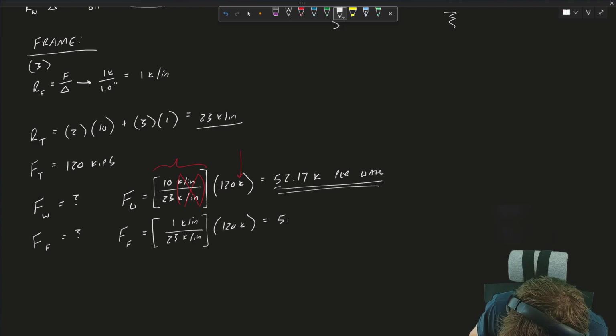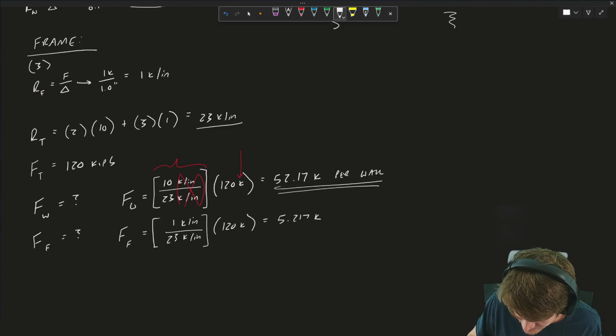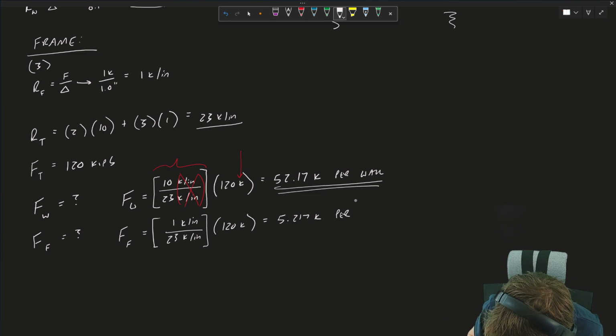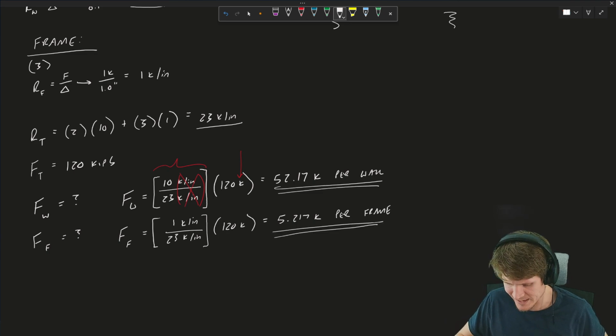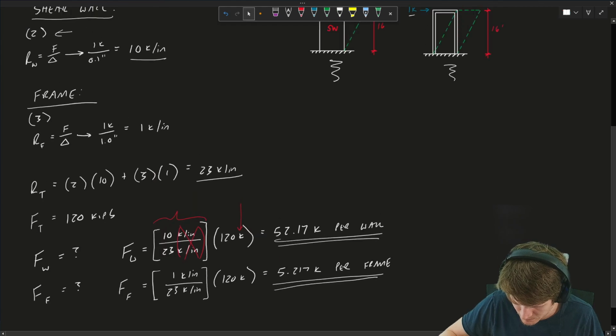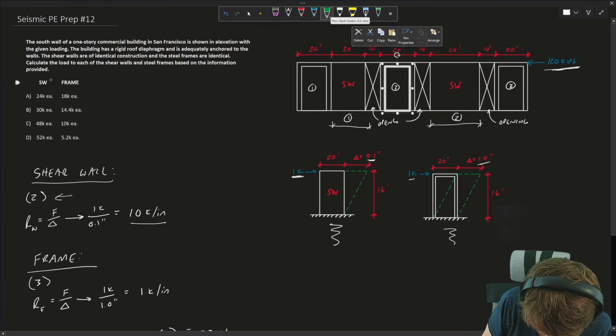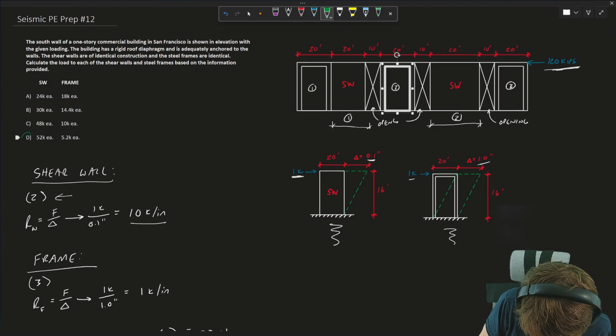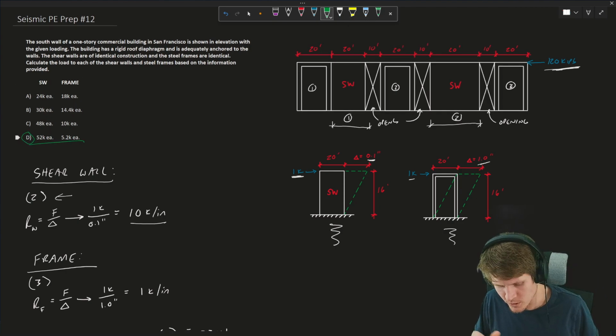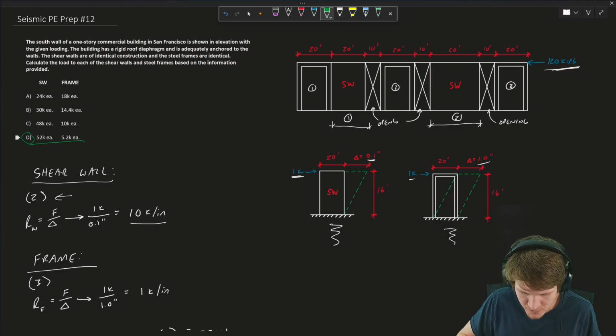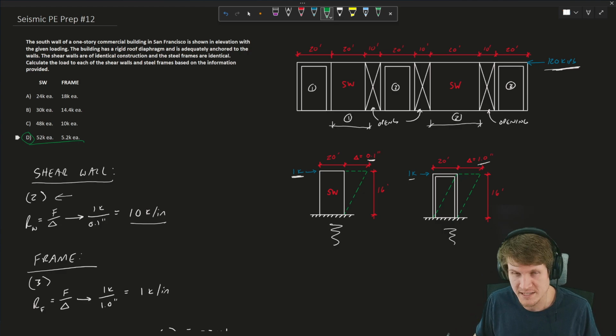Gets us 5.217 kips. So when you think about it, you're just sliding the decimal over one because it's 10 versus one, but you don't need to be thinking like that for the exam. All right, so you see just high level. Well, let's go up because you're like, what's the answer? All right, we'll go to the answer. So shear walls, frames, it's looking like D, I would say, is my go-to answer for this one. 52 for each shear wall, 5.2 for each frame.